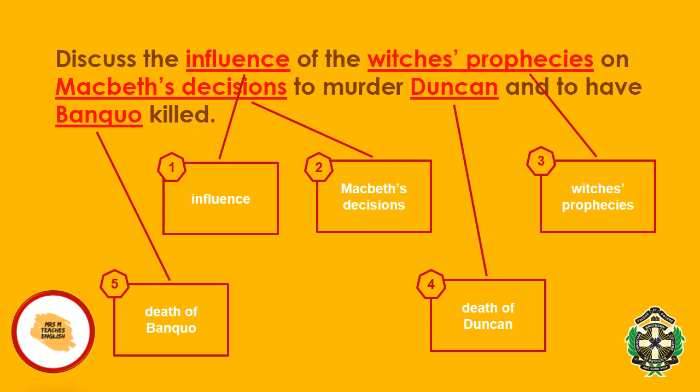Here's your essay question again. I have underlined key words, highlighted them for you. Remember, you are discussing the influence of the witch's prophecies on Macbeth's decisions to murder Duncan and to have Banquo killed. So each of those things needs to be addressed, covered in some way in your essay.